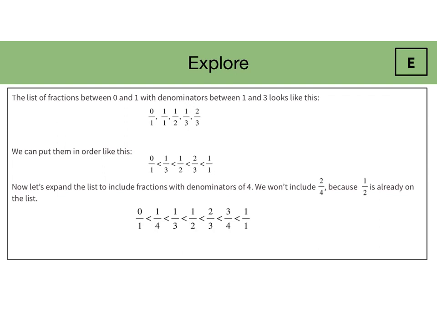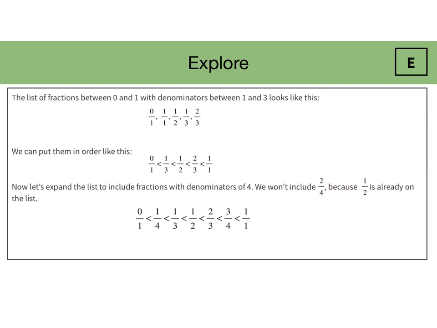In this portion of the Explore, you're going to provide students with explicit instruction. The list of fractions between 0 and 1 with denominators between 1 and 3 looks like this: 0/1, 1/1, 1/2, 1/3, 2/3. We can put them in order like this: 0/1 is less than 1/3, which is less than 1/2, which is less than 2/3, which is less than 1/1.